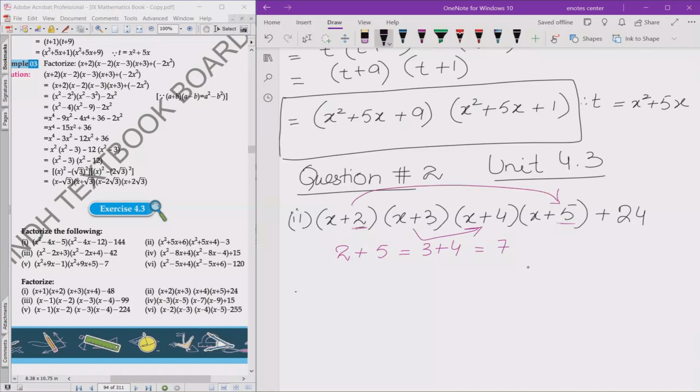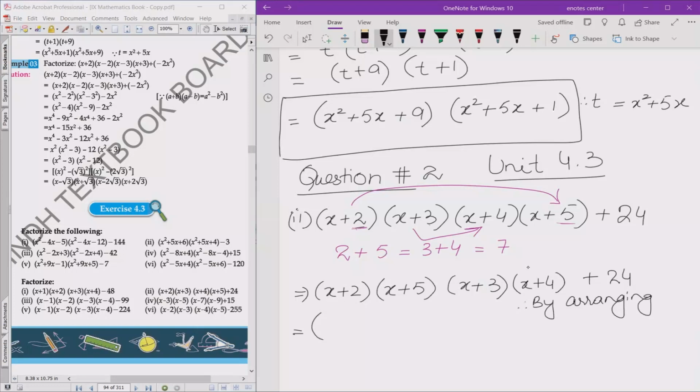Now we will first arrange x plus 2 multiplied by x plus 5, and this term x plus 3 and x plus 4, plus 24, right? Now multiply these terms. Here we will give reference by arranging. Okay, now we will multiply: x squared plus 5x plus 2x plus 10, right? And now this is x squared plus 3x plus 4x, 4 3s are 12, and plus 24, right?